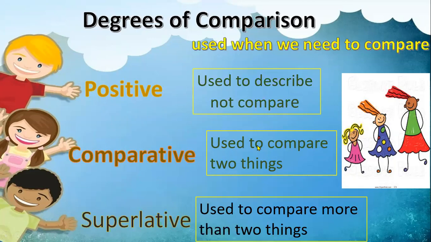Superlative degree is used to compare more than two things or more than two people. Here there are more than two people, 3 are there, yeah? So she's the tallest among all. So this is the way this degrees of comparison is used to compare.